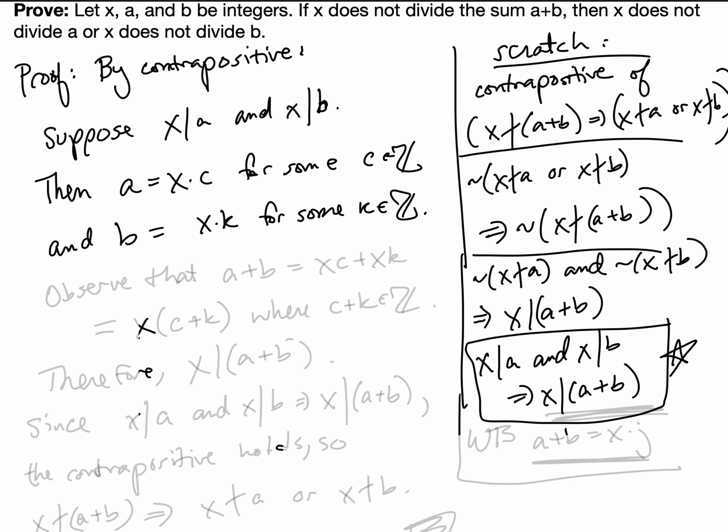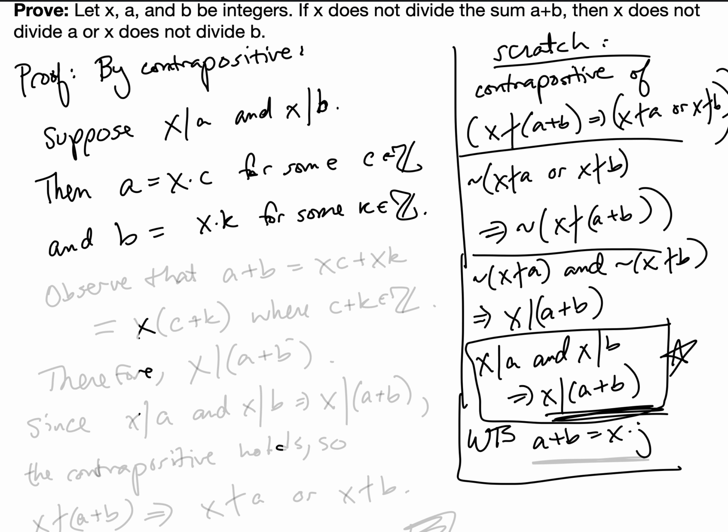Okay, so what are we trying to prove? We're trying to prove something about x dividing A plus B. If we're trying to prove that x divides A plus B, let's just remember the definition there. We want to show, on our scratch paper, A plus B is equal to x times some other integer j. That's helpful. So we're trying to show something about A plus B.